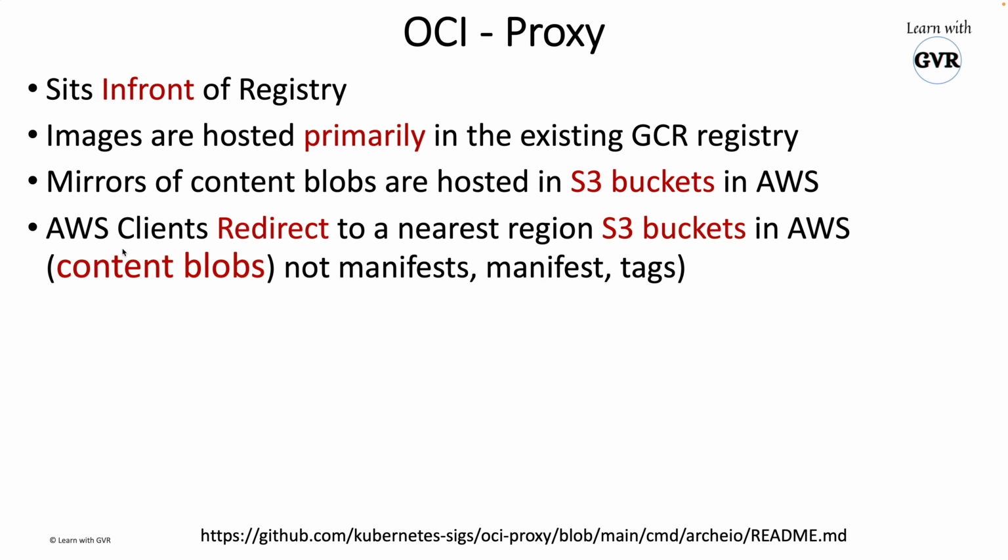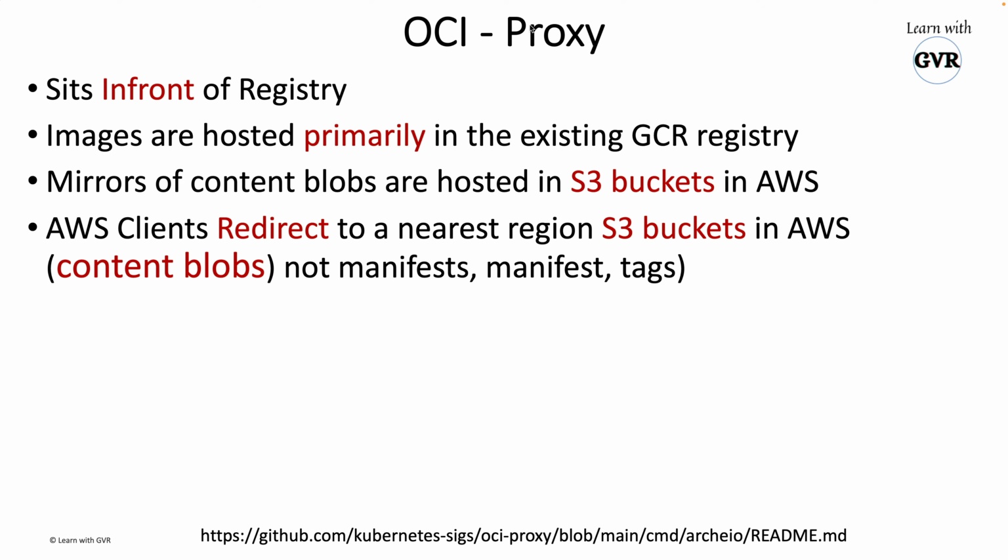And if any AWS client is requesting, the request will be routed to the nearest AWS S3 bucket rather than going to the GCR, so that within AWS there will be a lower price. But the thing is, only for the content blobs will they go to S3 and pull, not for the manifest. So for manifest information they need not go to the S3 bucket.